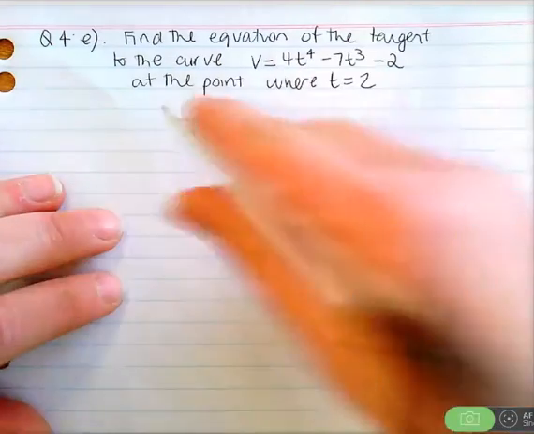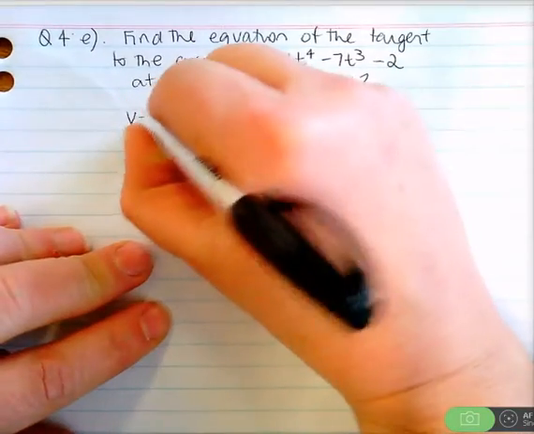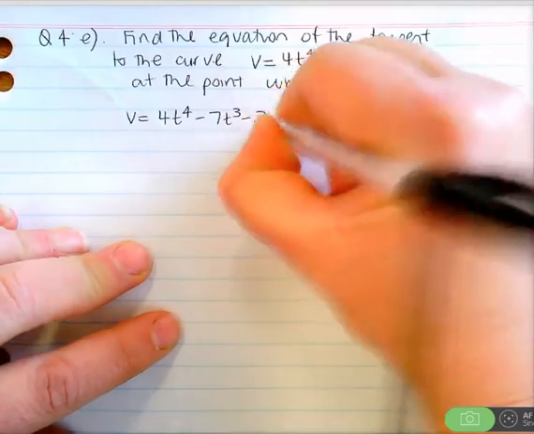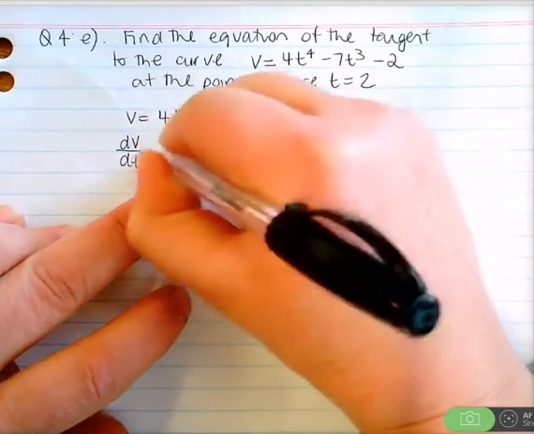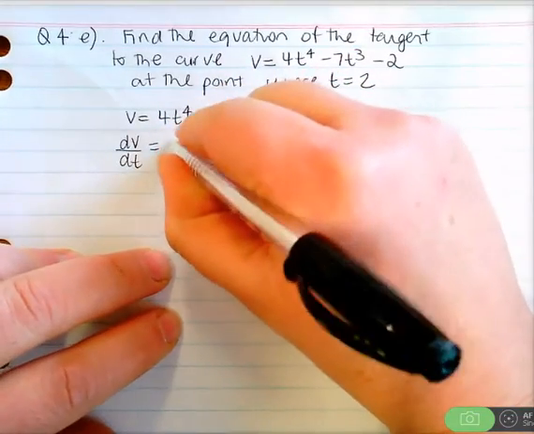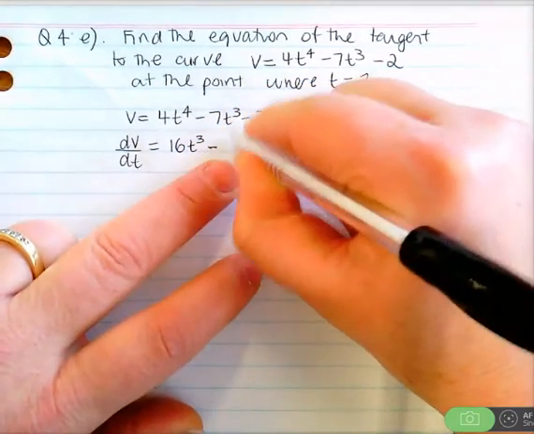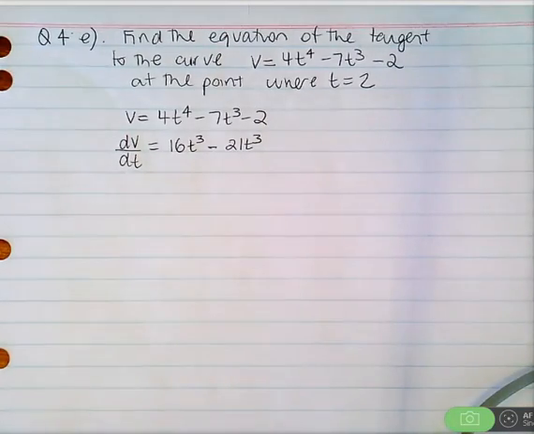Now I'm picking these on purpose so that you get used to changing the notation. So we want the equation of the tangent to the curve. So for tangent, automatically you have to differentiate. You've got 4t to the 4. You might write out the original function first. I like to do that. Then you write dv dt is, what do you get? 16, 4 times 4t cubed is 16t cubed minus 21t squared plus 0. We don't need the plus 0.